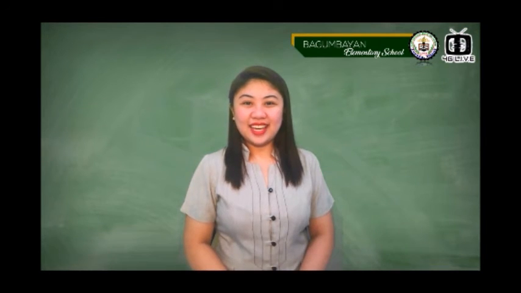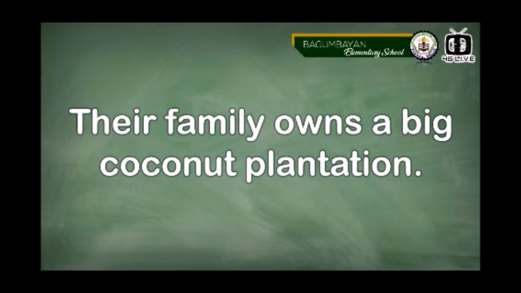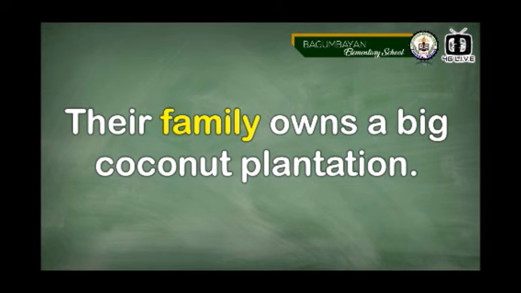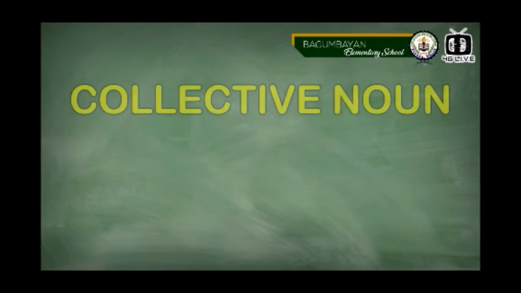That is the third kind of noun. Now, let's move on to the next. Their family owns a big coconut plantation. Who owns a big coconut plantation? It's their family. And a family is an example of a collective noun.